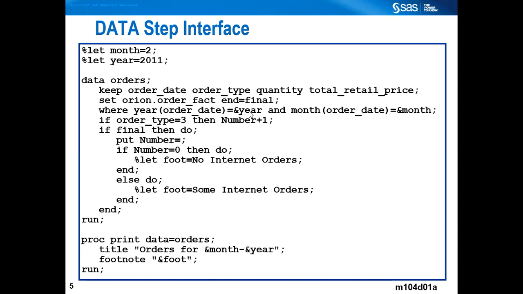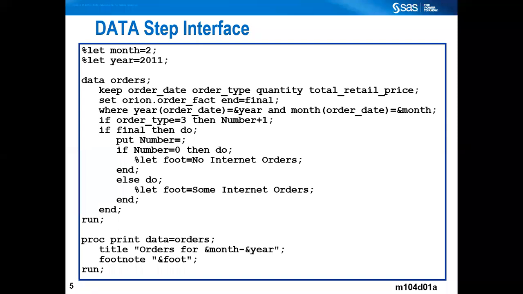and the value for year is your macro variable. Same goes for month: from order date you are extracting the month, and you are using the value from the macro variable. So you're giving a condition: if order type is 3, that means it is an internet order, then you are creating an accumulating variable called number. Why? Because you are counting the number of internet type orders also. If final, which is your temporary variable, an indicator of the end of your file, a marker of the last row processed, means if it is the last observation, that is, the final value is indirectly 1.